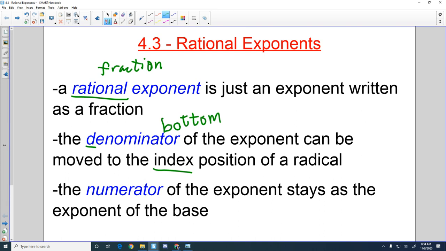Nice and easy. The numerator, which is the top of the fraction, you don't do anything with it. You leave the numerator right where it is. That's still your exponent. Whatever the numerator of that fraction is, you leave it alone. So if you ever see a fraction for an exponent, just take the bottom of that exponent's fraction and move that number in front and make it the index of a root. So it's really one thing that we're doing. And of course, we're going to look at some examples.